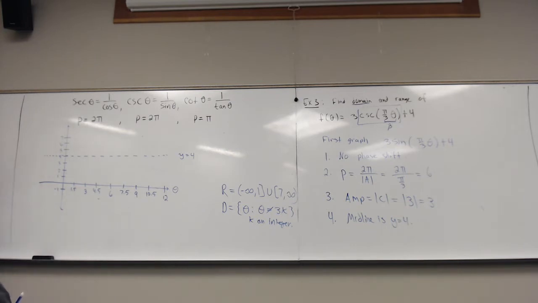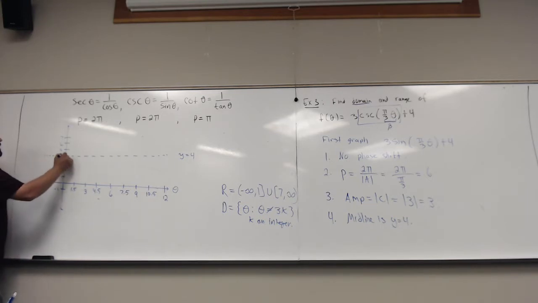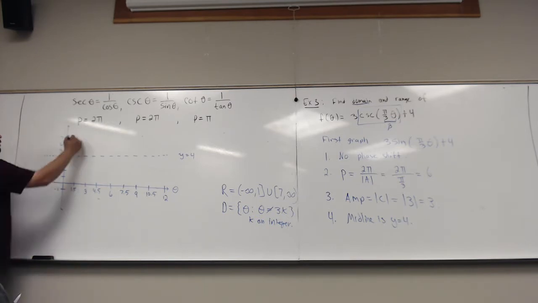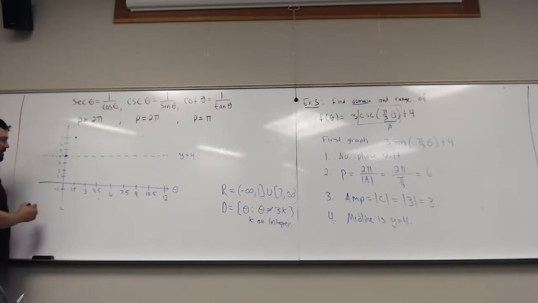Okay. And then from there, the amplitude was 3. We'll go up 3 units to get the max value and down 3 units to get the minimum value. Okay, now since there was no phase shift, there's no reflections, any cycle of sine always starts at its middle value. So at 0, you're going to be at 4 units. A quarter way through the period, you're going to go to your max value. So 1.5 is a quarter way through the period, we'll be up here at 7.